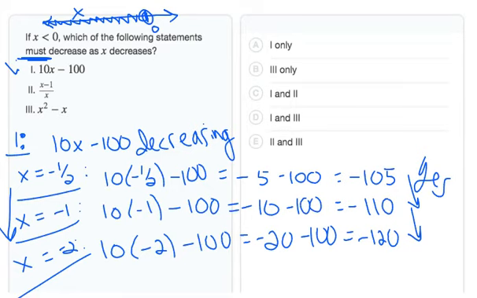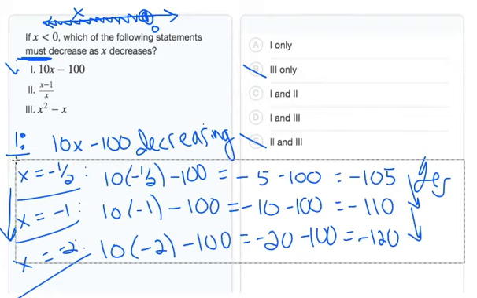So if we look at our answer choices, we need an answer choice that includes statement 1. So right off the bat, we can eliminate choice B and E because neither of those include statement 1 in the answer choice. So we are still left with A, C, and D, and so we're going to go ahead and check statement 2 and see what happens there, whether it's decreasing or not.